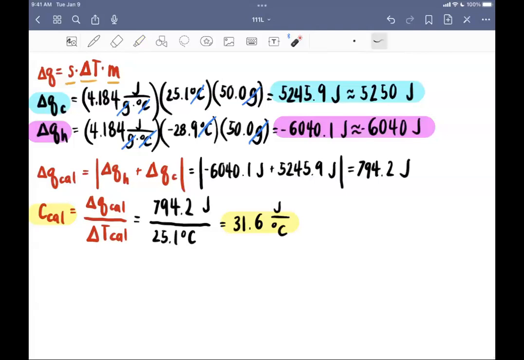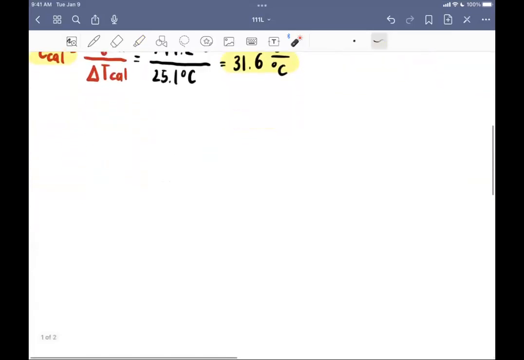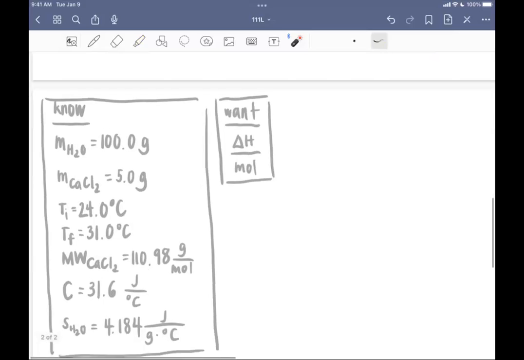And then one other aspect here is making sure that we're reporting things with the appropriate significant figures. We are doing so in the case of the math for the heat capacity of the calorimeter, as well as, since we have 3 significant figures in our temperature here, we have 3 in our final answer. And so that's the heat capacity of the calorimeter.